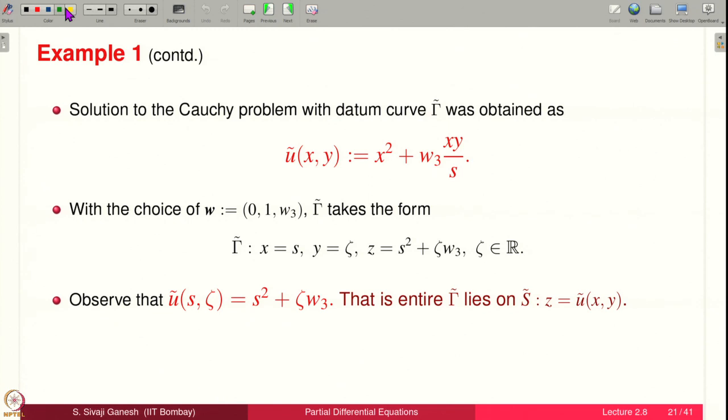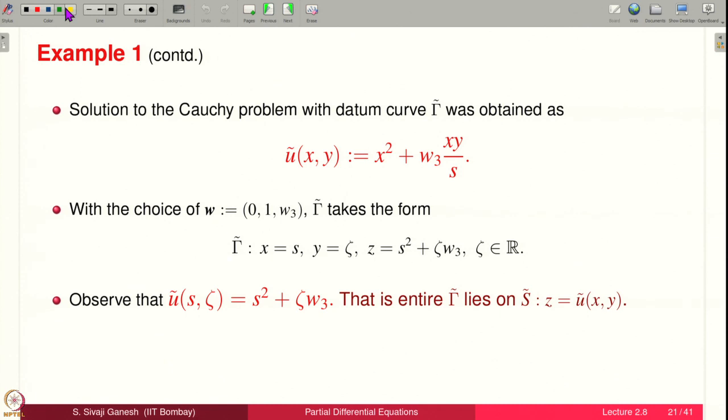Does that surprise you? Because applying the existence and uniqueness theorems gives us only, for zeta nearby 0, that gamma tilde lies on S tilde. It should not surprise, because the existence and uniqueness theorem is a very general one. It is applicable for all sorts of Cauchy problems, and what we are working with here is a specific Cauchy problem, therefore the solution can behave better.